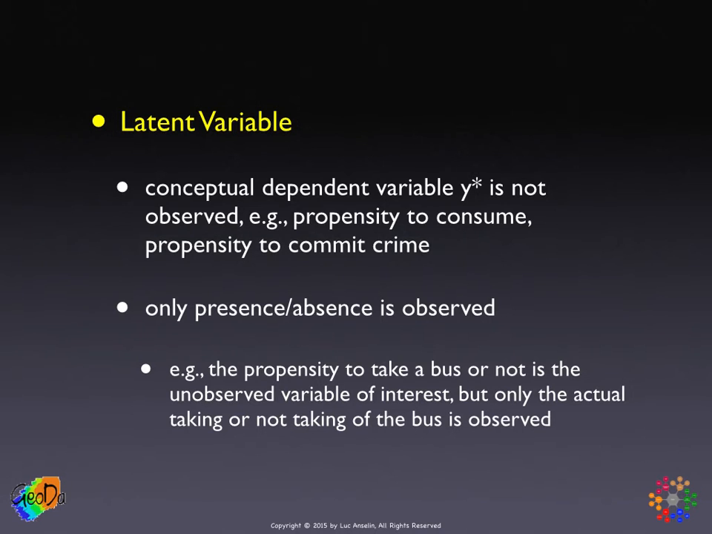Same with a crime, propensity to commit a crime. There would be some psychological or sociological theoretical framework that explains why crimes would happen, but you don't actually see this. It's a concept. You only see the action or not action. So you only observe presence or absence. The example in the slide, propensity to take a bus or not to take the bus is really what we're modeling, but we don't observe it. We only observe whether somebody takes the bus or not.